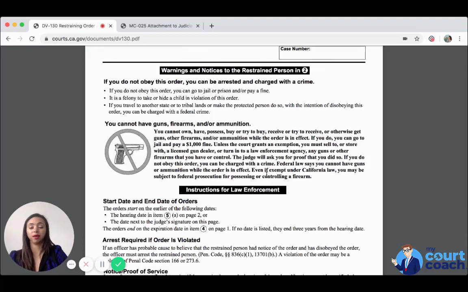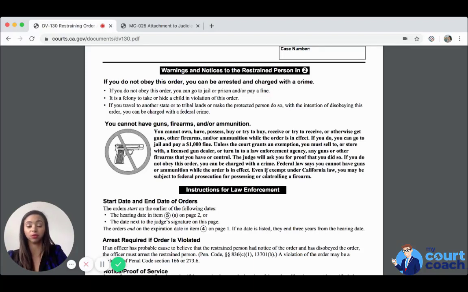Now, it also provides a notice to the restrained person. If you do not obey this order, you can be arrested and charged with a crime. If you do not obey, you can go to jail or prison or pay a fine. It's a felony to take the children in violation of this order. If you travel to another state or tribal lands, or make the protected persons do so with the intention of disobeying this order, you can be charged with a federal crime. You cannot have guns, firearms, or ammunition. You cannot own, possess, buy, try to sell, receive, or try to receive, or otherwise get guns or firearms or ammunition while the order is in effect.